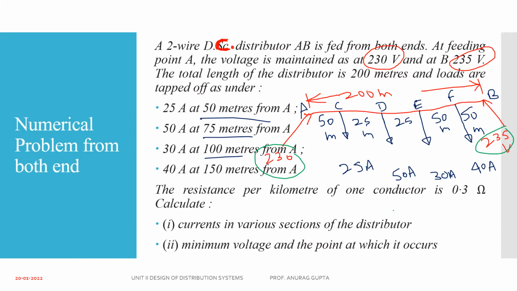So suppose I'm starting from point B, that I'm starting IB. Clear? Suppose I'm starting IB. So this is the current in the section B to F. Now, what is the current in FE? If I'm saying IBF equal to IB, what is the current in the IFE section?